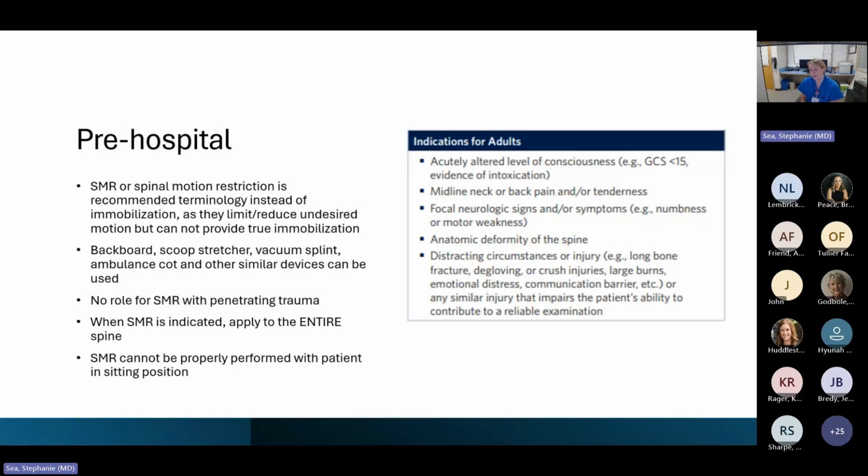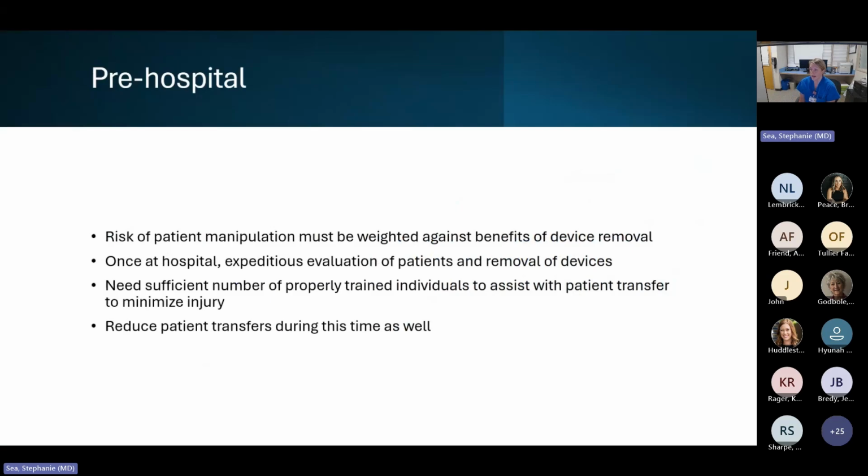SMR truly cannot be properly performed with a patient in a sitting position. I know there's difficult times when these patients come in. They're COPD patients, their body habitus is such that it makes it a little bit difficult. So I know that slight head of the bed 30, or if they're doing a slight reverse Trendelenburg is often best. And again, the risk of patient manipulation has to be weighed against the benefits of the device. So it's all kind of this risk-benefit ratio.